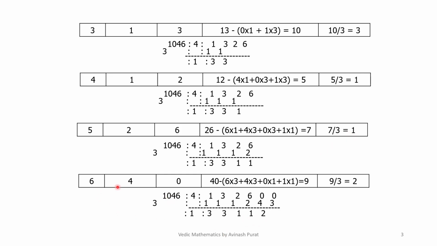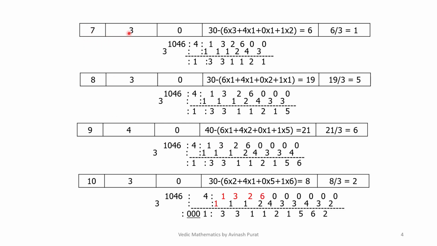Now sixth step, 4 is the remainder, 7 minus 3 is 4 is the remainder, 0 is dividend digit, 40 minus 6 into 3, 4 into 3, 0 into 1, and plus 1 into 1, that is equal to 9. So 9 by 3 equal to 2. We don't take 3 because the next step will be minus. So 2 is the quotient.